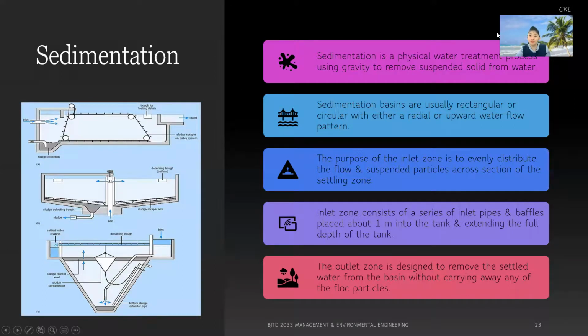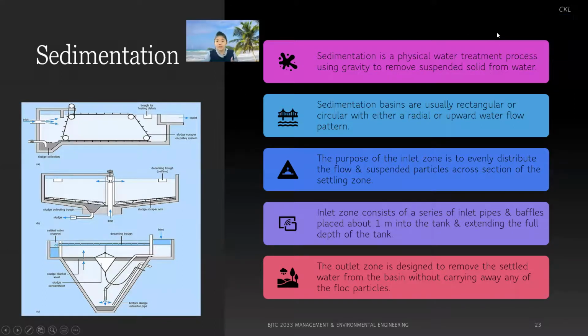So why do we need sedimentation? Sedimentation is a physical water process that uses gravity to remove suspended solids from the water. And it is basically in rectangular or circular shapes.